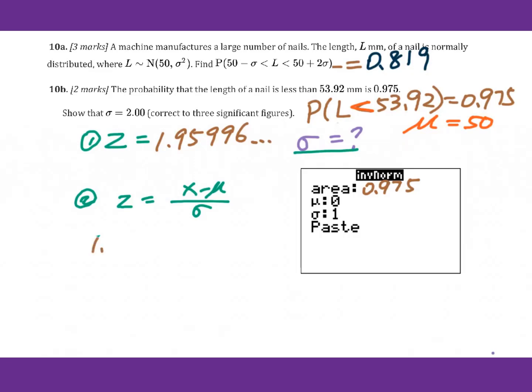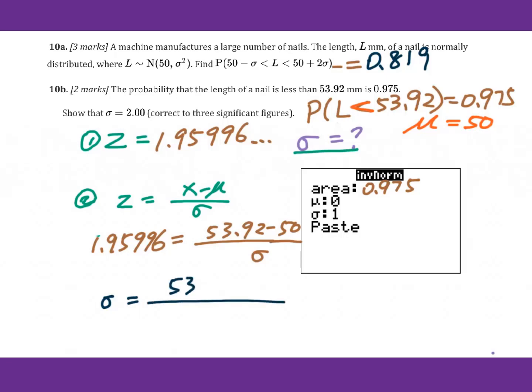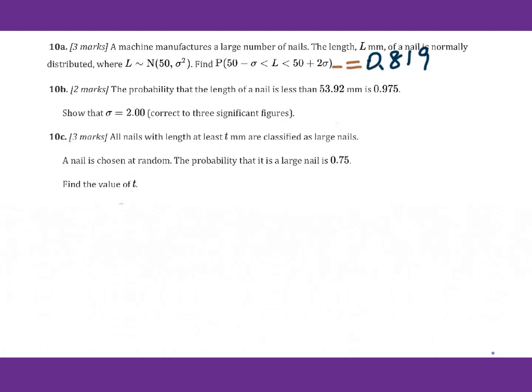Then we plug in here: 1.95996 equals x, which is 53.92, minus 50, over sigma. Then sigma equals 53.92 minus 50 over 1.95996, which equals 2.00. Now let's go to 10c.